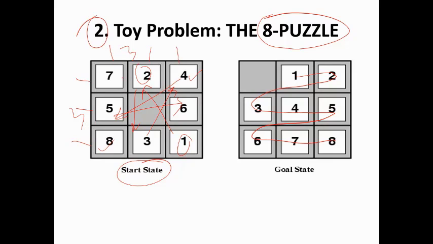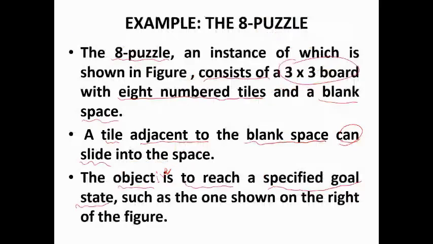Inside the 3x3 square there are 8 numbers and 1 empty space, so we always have to slide the numbers into the empty space to fix the problem so that we can get the numbers in order, like 1, 2, 3, 4, 5, 6, 7, 8. This is our goal. In this problem we begin with random numbers and arrive at the ordered numbers. This is our target.